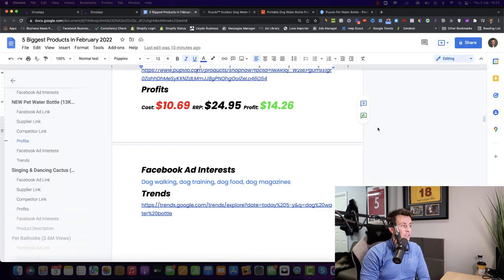As for profit margins, the cost of the product, which we just saw, was $10.69. I would recommend selling this product for $24.95, which would leave a profit margin of $14.26, which, to be honest, is slightly on the low side, but you could definitely bundle this or pair this or have a really great upsell offer to boost up those profit margins.